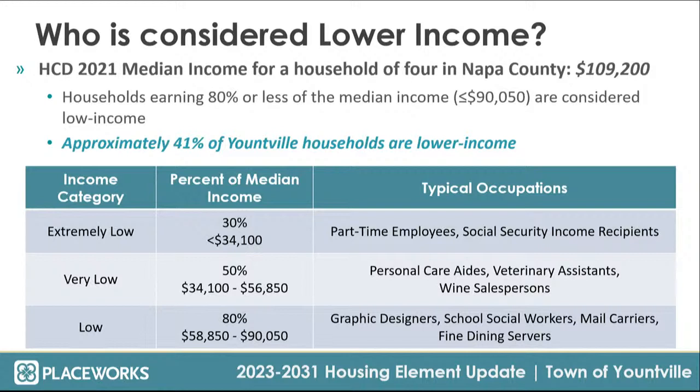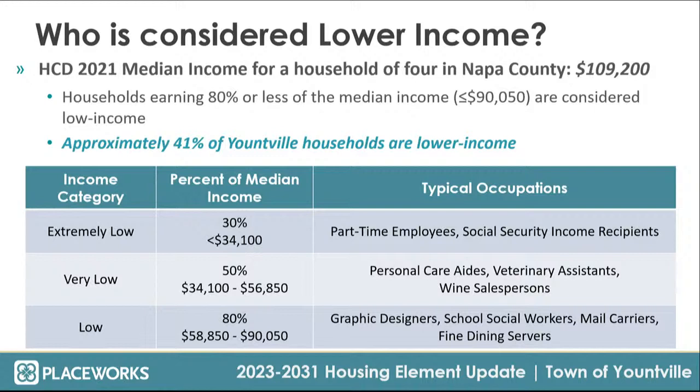The median income for a family of 4 is $109,200. So when we're looking at the lower income portion of the RHNA, we also have to look at what those income levels are and who that population is that we would be planning for in terms of housing, the workforce potentially housing. So as you see, starting at the bottom is the low income. So they make 80% of that 109,000.